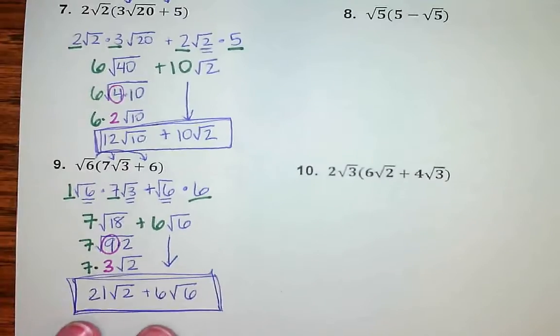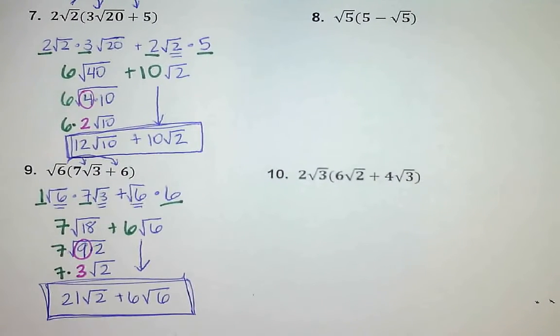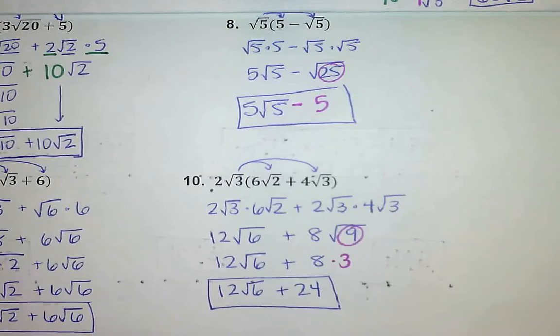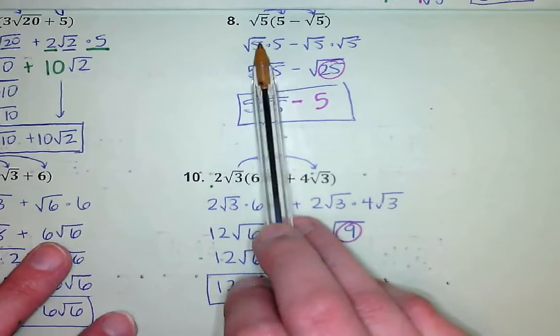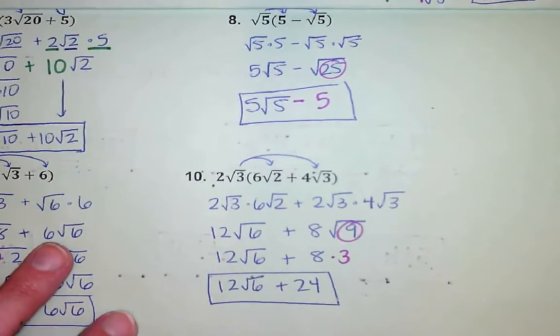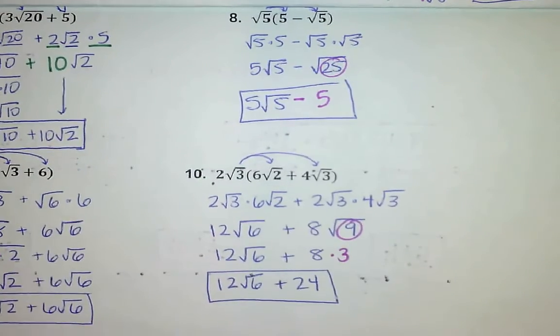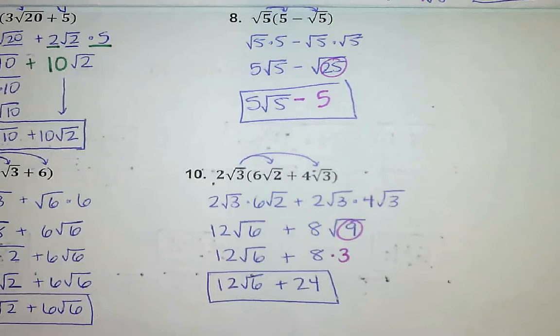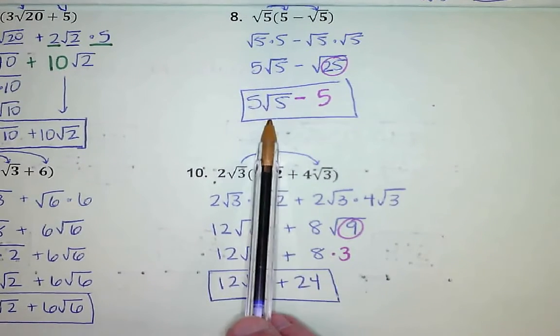So, y'all, for numbers 8 and 10, we had the square root of 5 times 5, which gave us 5 square root of 5. And the square root of 5 times the square root of 5 gives us the square root of 25. Well, guys, you can't simplify 5 square root of 5, so that just comes down. But you can simplify the square root of 25 into minus 5.